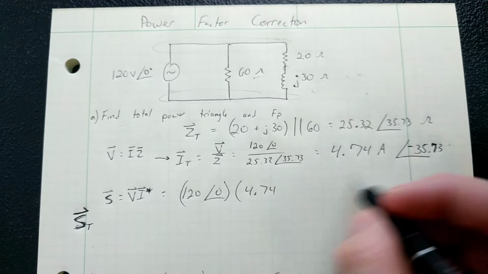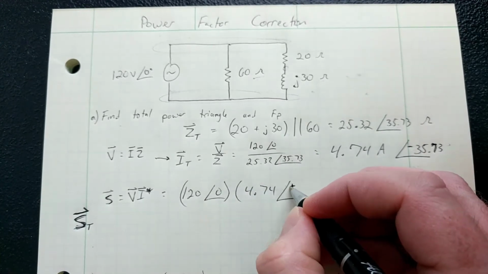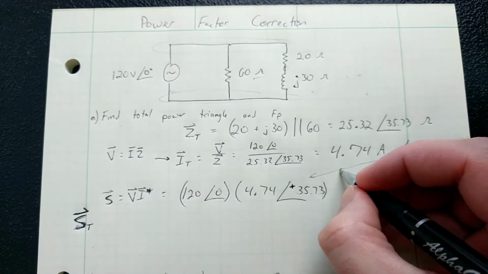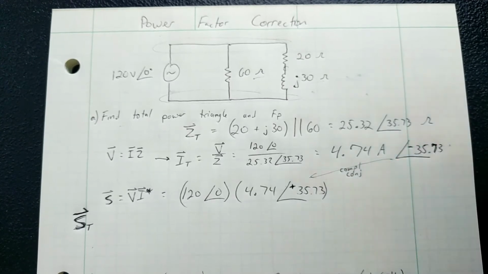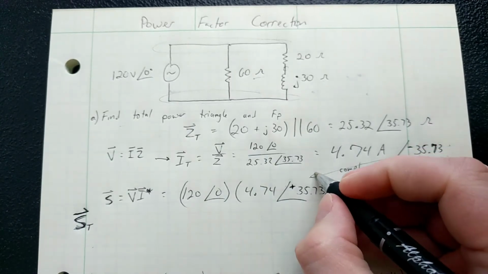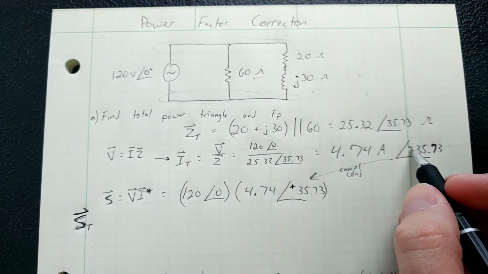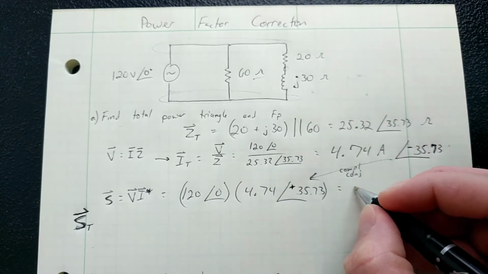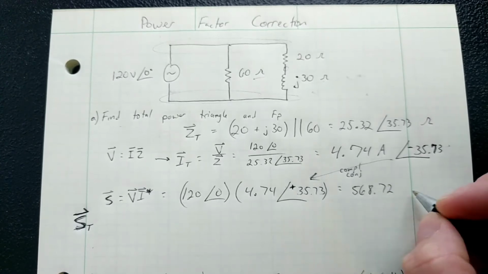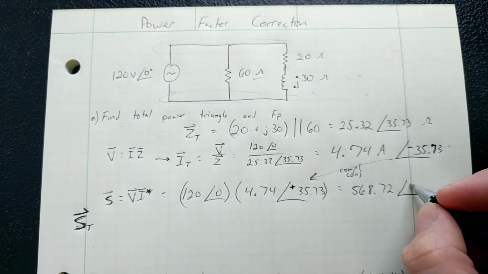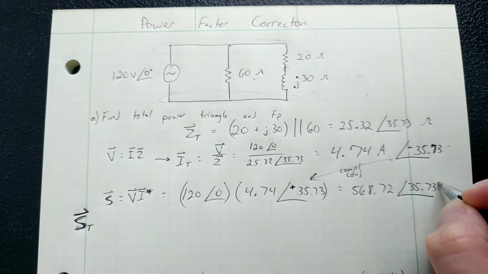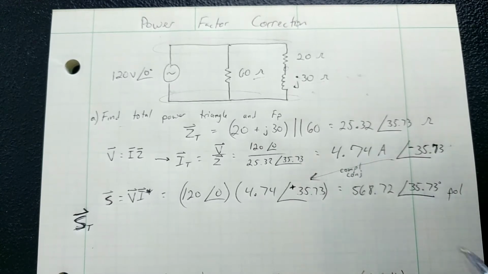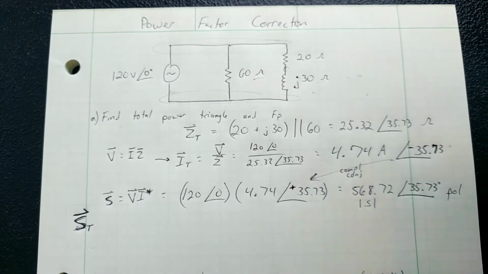4.74. And now the complex conjugate makes this a positive 35.73. Right there to there, complex conjugate. And that is just reflected on the real axis. So we just change this angle. The magnitude stays the same, the angle is the opposite. We put both of those together, we get 568.72 angle 35.73.